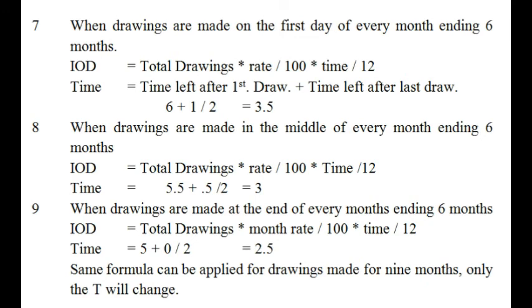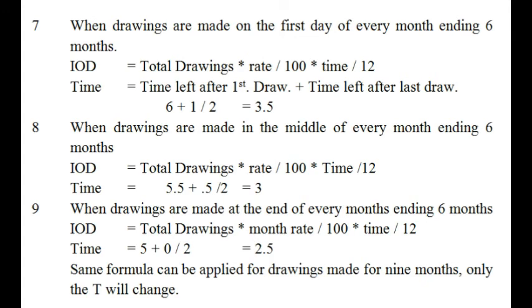The eighth one, when drawings are made in the middle of every month ending 6 months. Again T changes here. The first drawing was made on 15th of the first month. How many months remaining? 5.5. The last drawing was made on the 15th of the 6th month. So 15 days remaining or 0.5 months remaining. Divide by 2. 3 is the T.